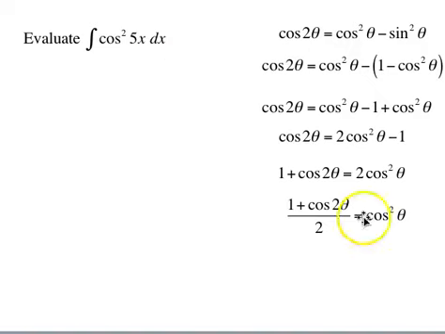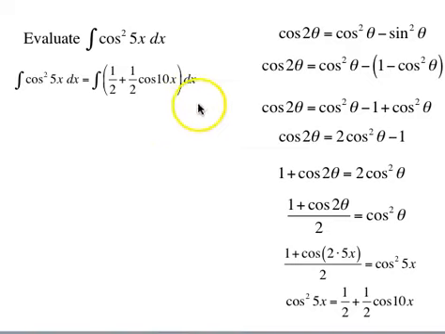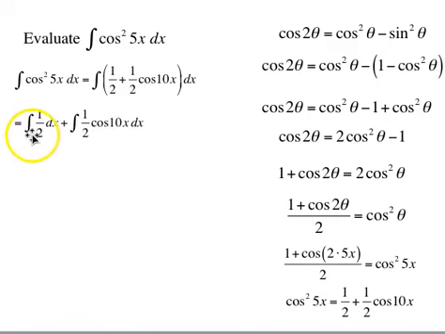And then replace the theta with 5x. So cos squared theta is 1 plus cos 2 times 5x, divided by 2. So cos squared 5x is a half plus a half cos 10x. And that's relatively easy to integrate. Integral of a half dx, integral of a half cos 10x dx. Integral of a half is a half x. Pull the 1/2 out in front. And we have 1/2 integral of cos 10x dx.